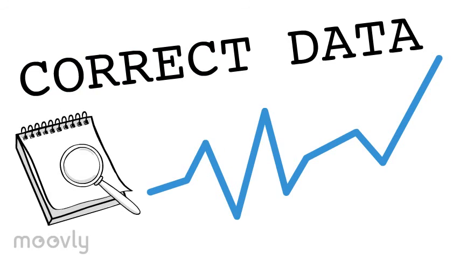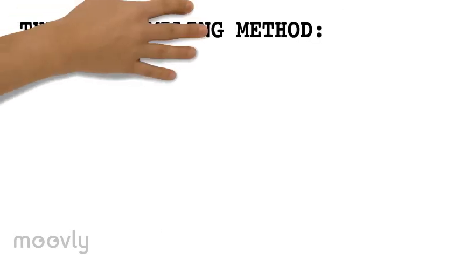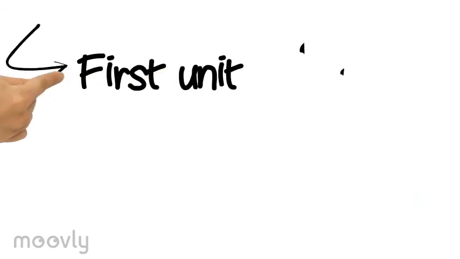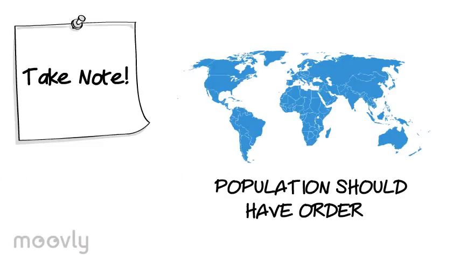It is also a must that in the process of sampling, there is randomness in the selection in order to avoid bias. There are a few types of sampling methods. One of them is the systematic sampling method, wherein you select a sample by taking every kth unit from an ordered population. The first unit should be selected at random, and k is the sampling interval. Take note that the population should have a certain order, such as a chronological or alphabetical sequence, so that this method may be used. The following are the steps in using the systematic sampling method.